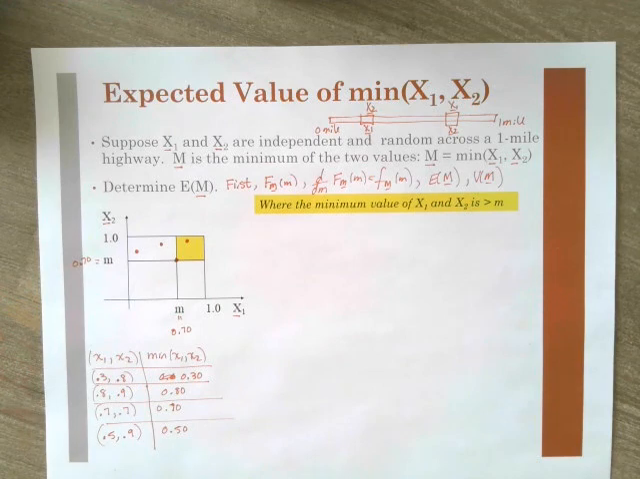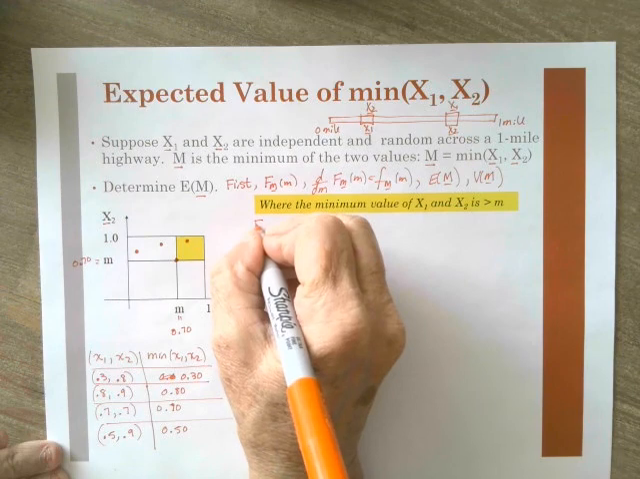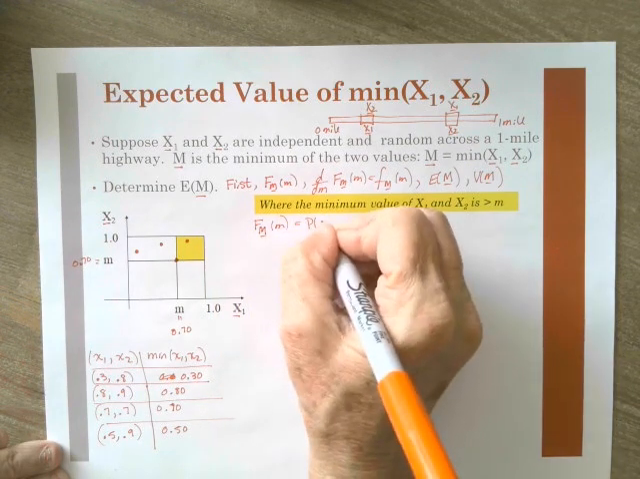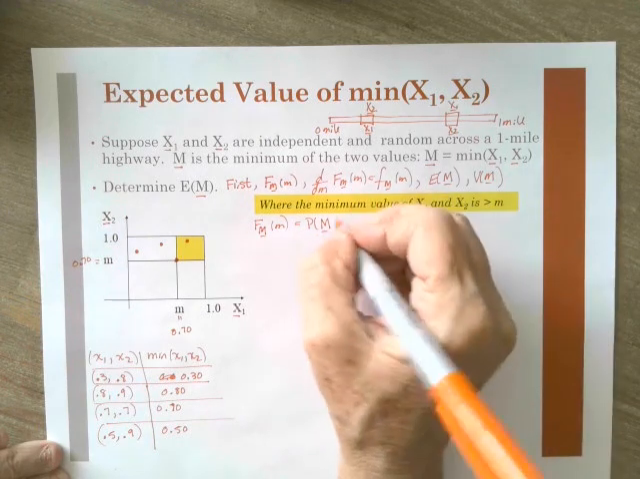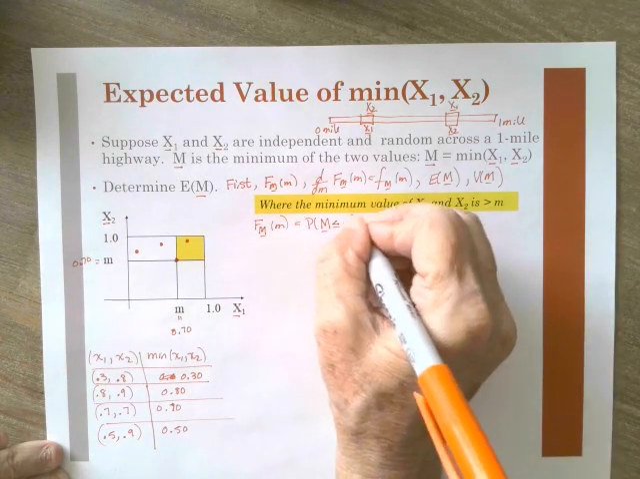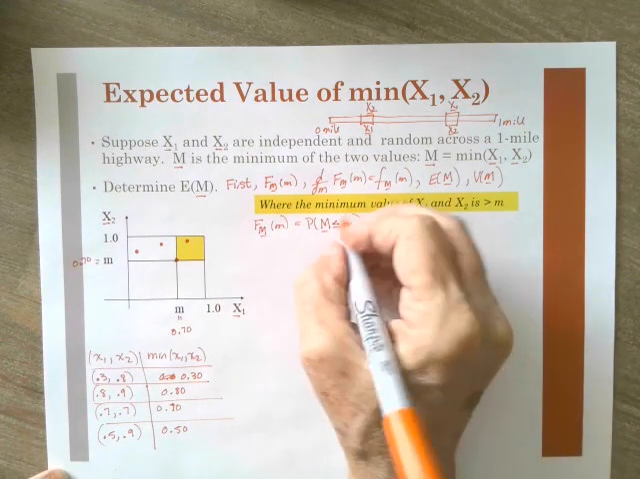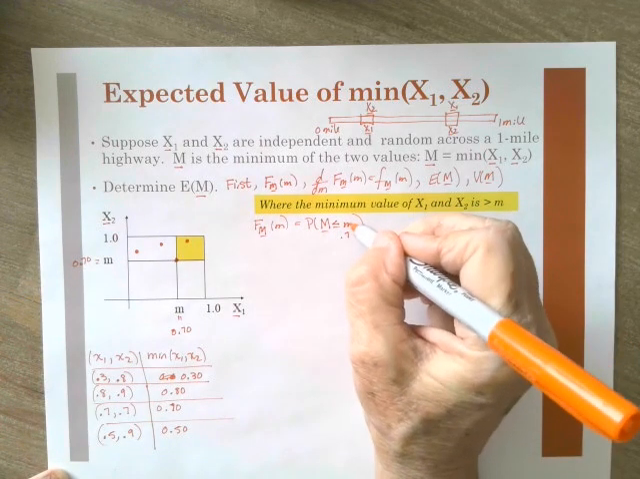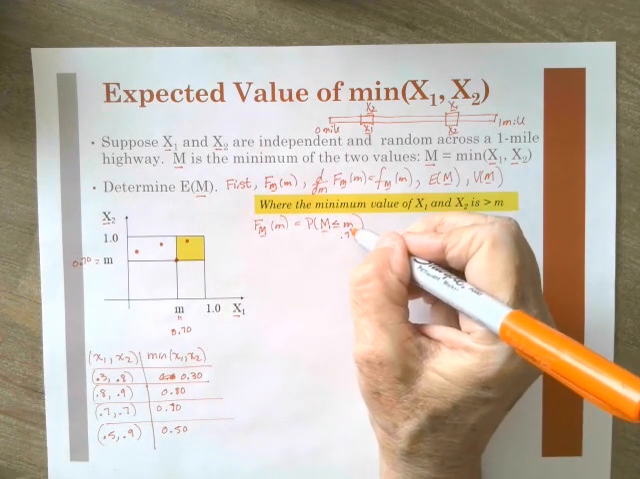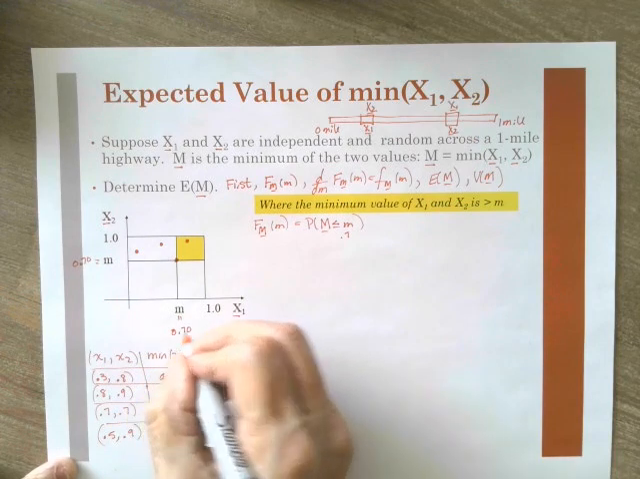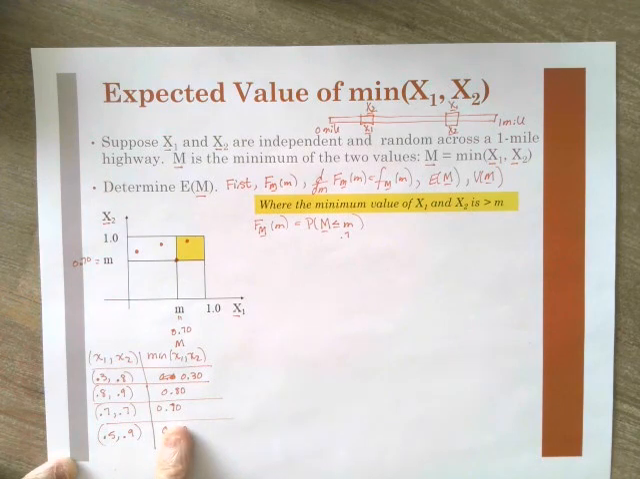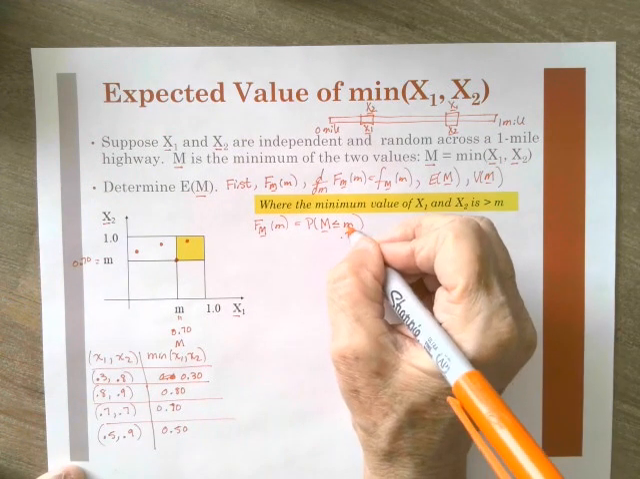I can keep doing this, but remember, I want to first develop capital F_M of m, and that's the probability that the minimum of my two values is less than or equal to a particular value of m. So if this particular value of m happens to be 0.7, which of these points meets this criteria? So this would be my random variable M, and then it manifests as a specific value of m.